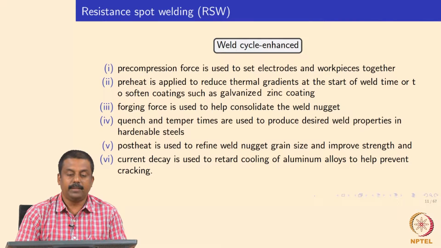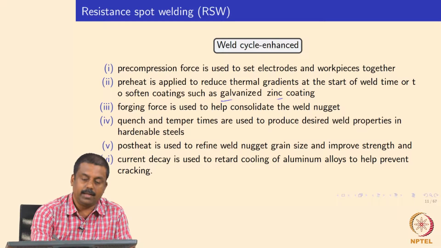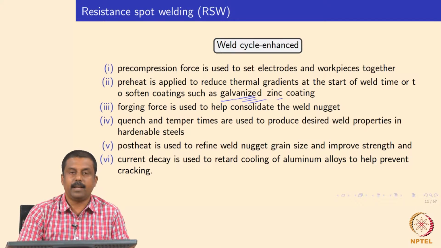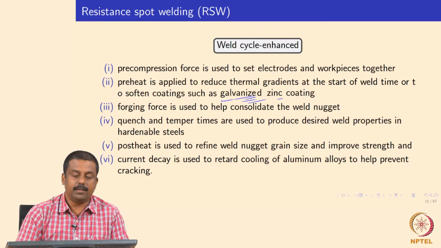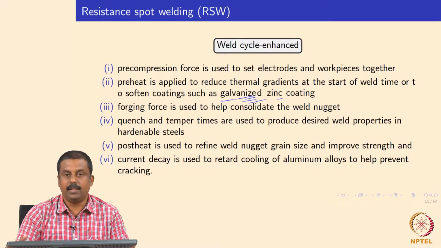So, to summarize the weld cycle, the pre-compression process is used to set the electrodes and workpieces together. You can apply a preheat to reduce the thermal gradient at the start of the weld time, or to soften coatings such as galvanized coating. The forging force helps to consolidate the weld nugget, and the quench and temper seams are used to produce the desired microstructure.